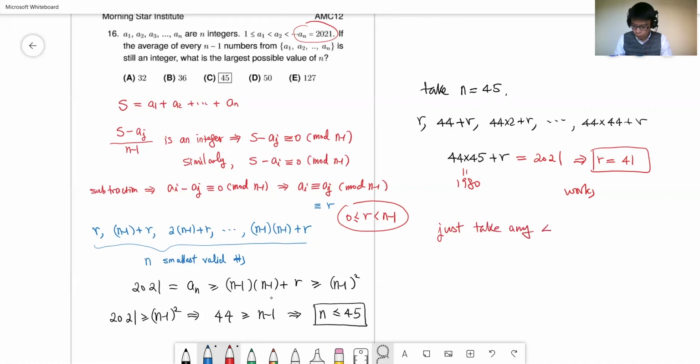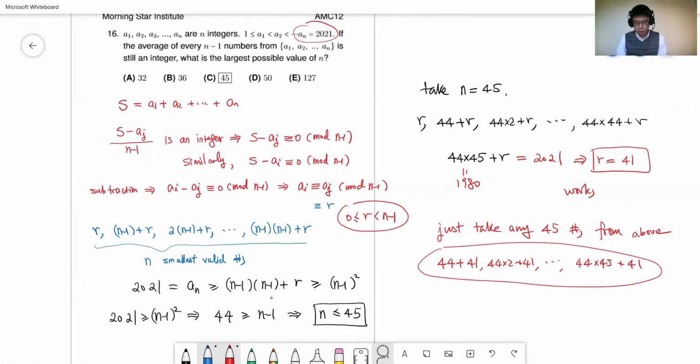Just take any 45 numbers from above. Say I can just take any number, like 44 plus 41, 44 times 2 plus 41, up to 44 times 45 plus 41. This applies, and A1 to AN are different choices, but this is one valid choice. In other words, n equals 45, that's the largest possible value.